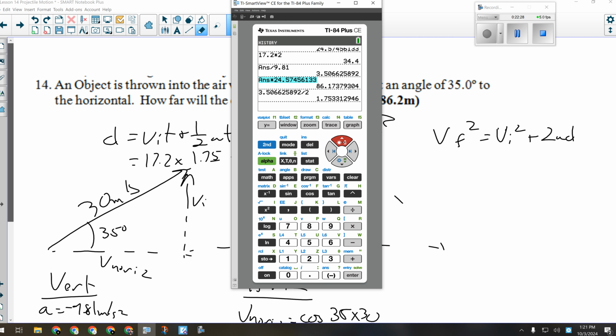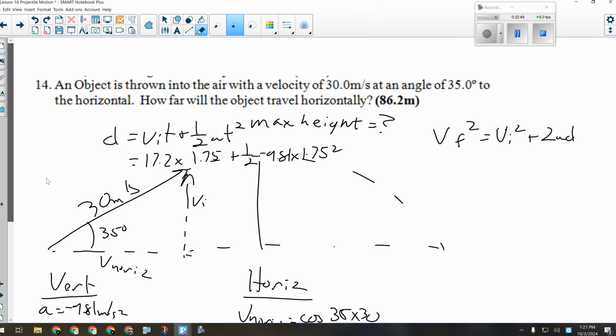Okay, so I'm going to take my 17.2 with all the decimals and multiply it by that number, and then add that to 0.5 times negative 9.81 times that number again, squared. So it's going to reach a maximum height of 15.1 meters, according to that formula.